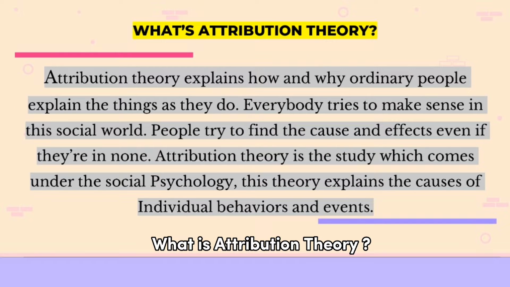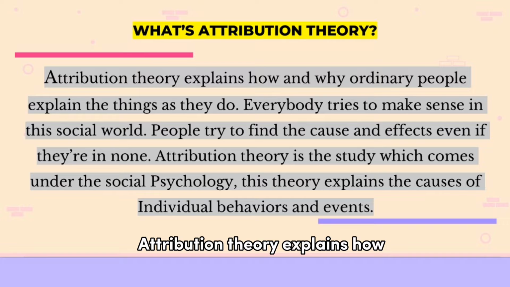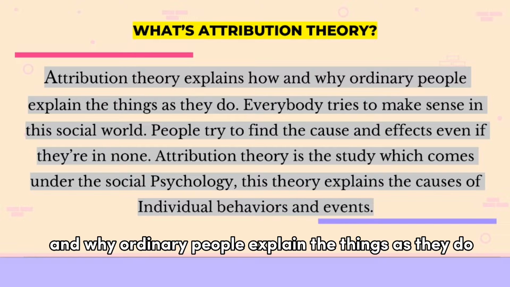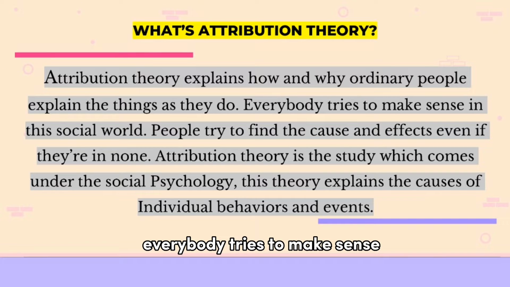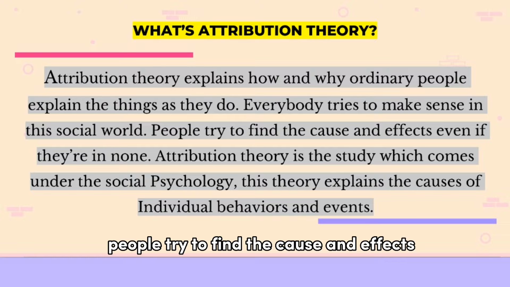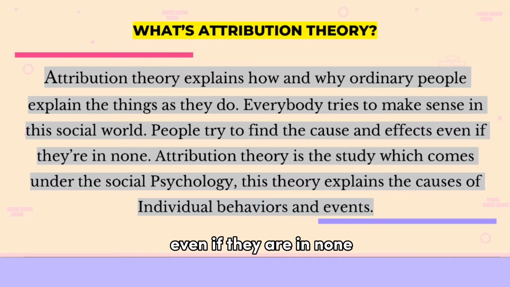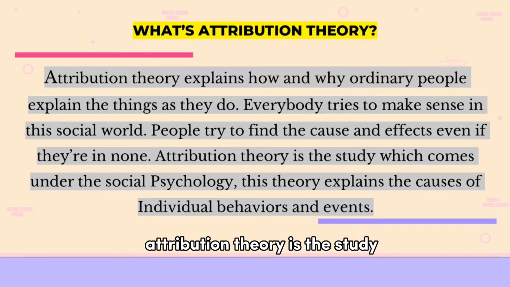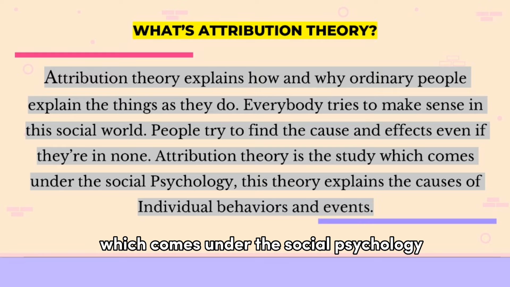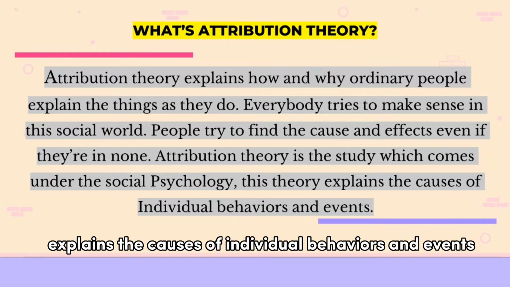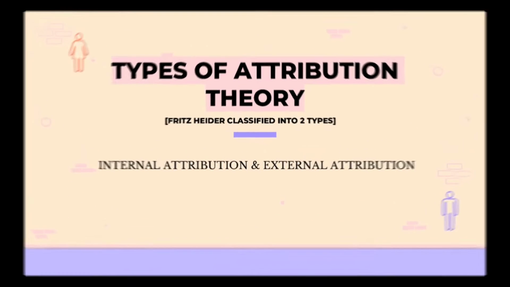What is attribution theory? Attribution theory explains how and why ordinary people explain things as they do. Everybody tries to make sense of this social world. People try to find causes and effects even if there are none. Attribution theory is a study which comes under social psychology. This theory explains the causes of individual behaviors and events.